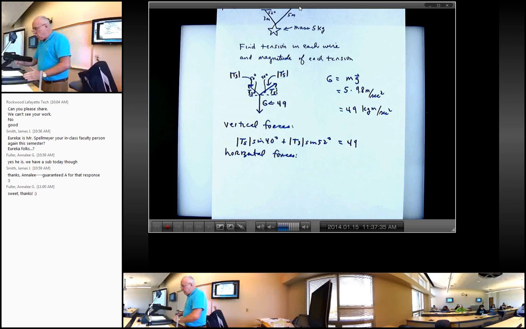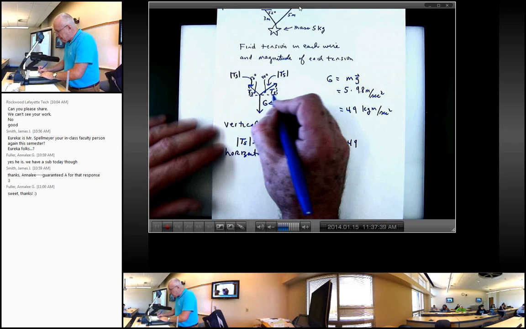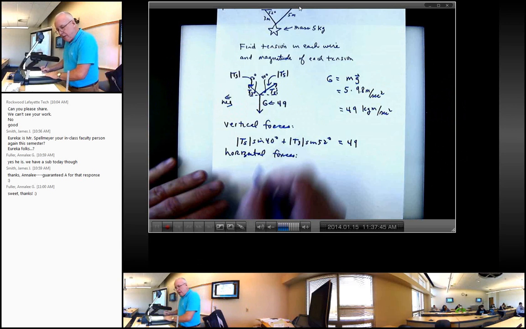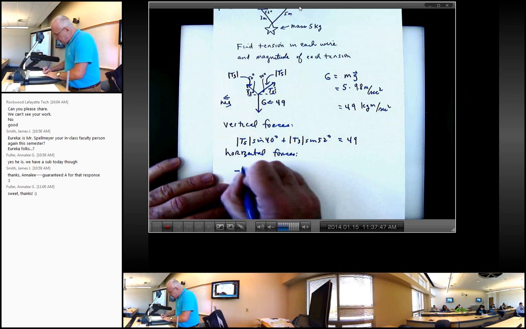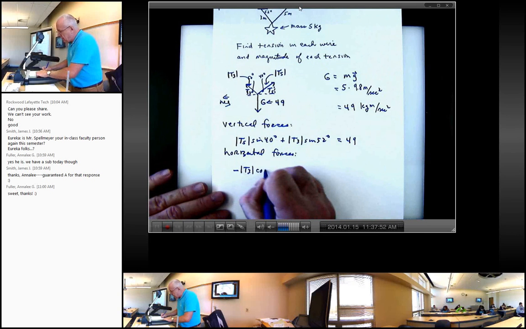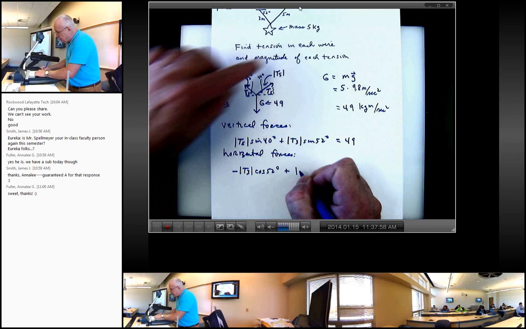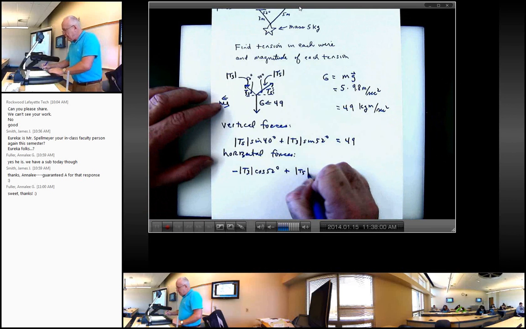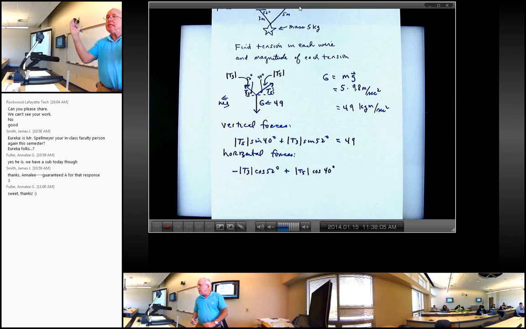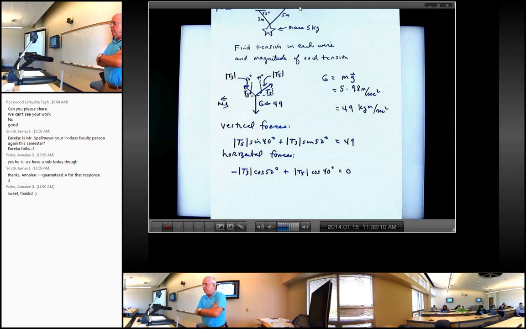Okay, the horizontal force for this one, let's call this the negative direction this way. So we're going to have here minus the magnitude of T3, now this time times the cosine of the 52 degrees, plus the magnitude of the T5 in the positive direction times the cosine of 40 degrees. These two balance each other out, so they're going to end up equaling 0.